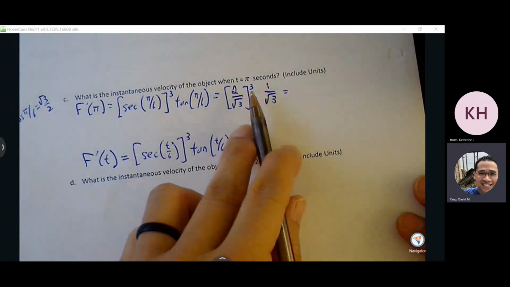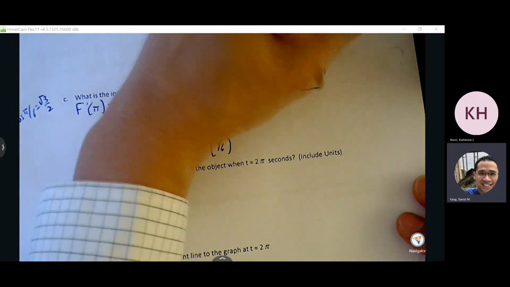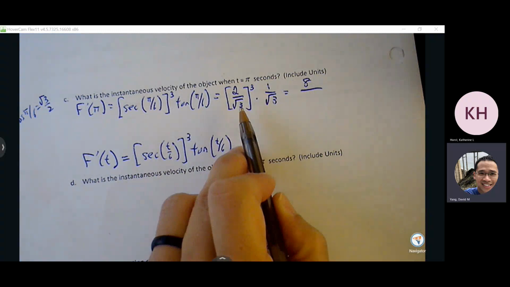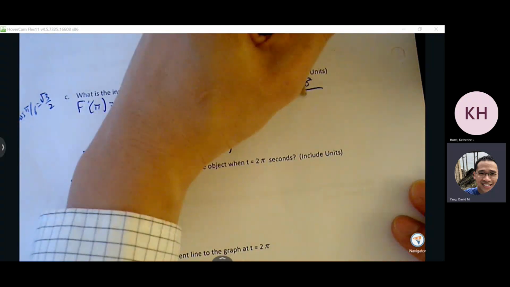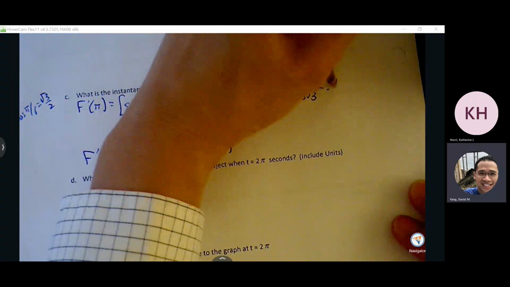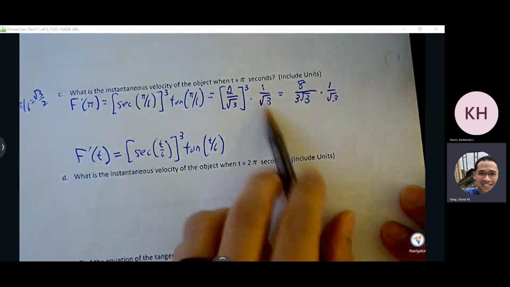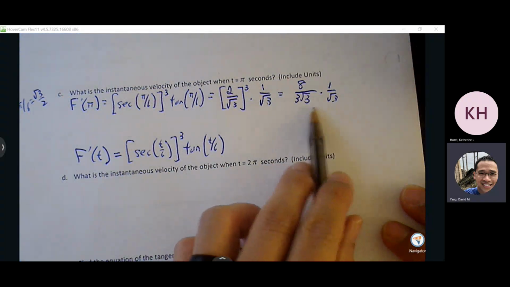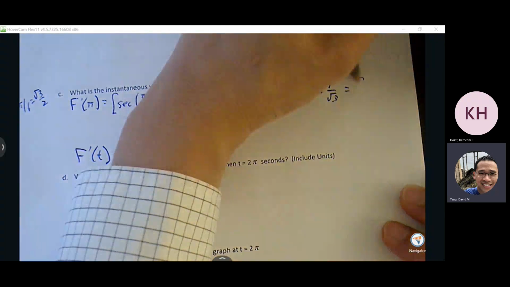If I clean this up here, I get 2 cubed, which is 8. Root 3 times root 3 times root 3, that's 3 root 3. There's another root 3 sitting out here. So root 3 times root 3 is 3. 3 times 3 is 9, so 8 over 9.